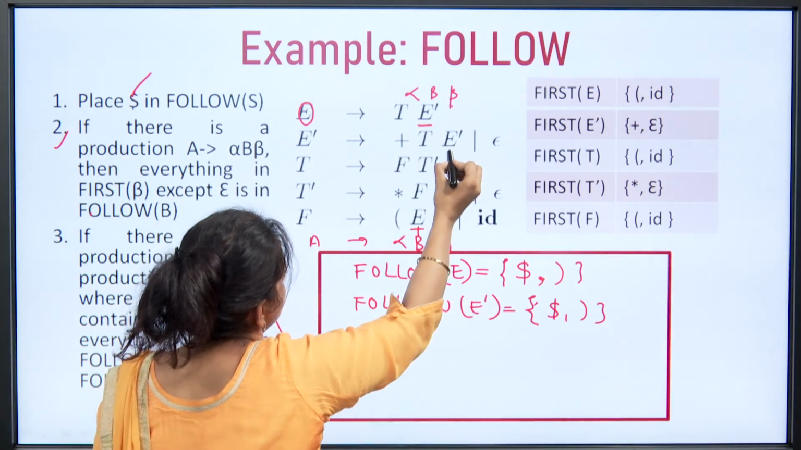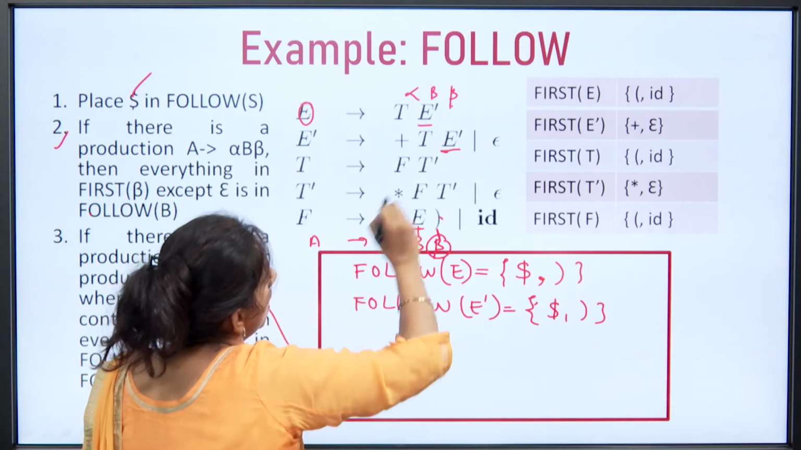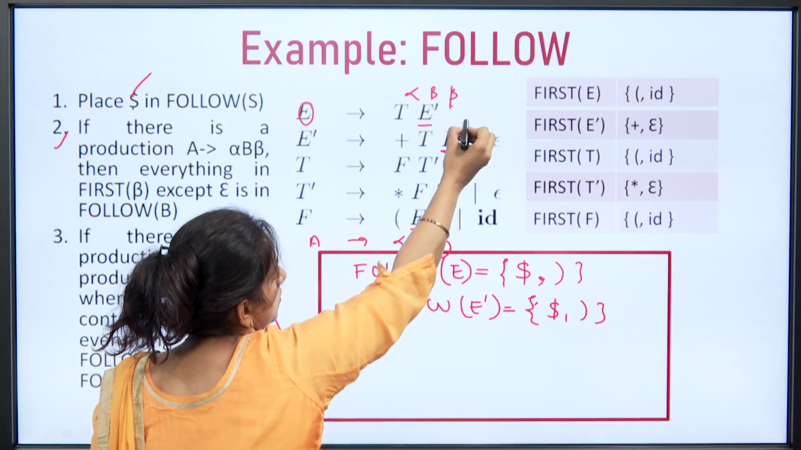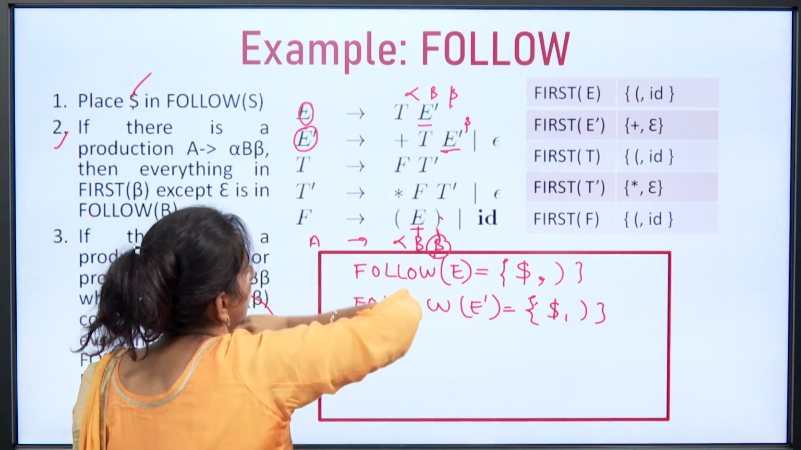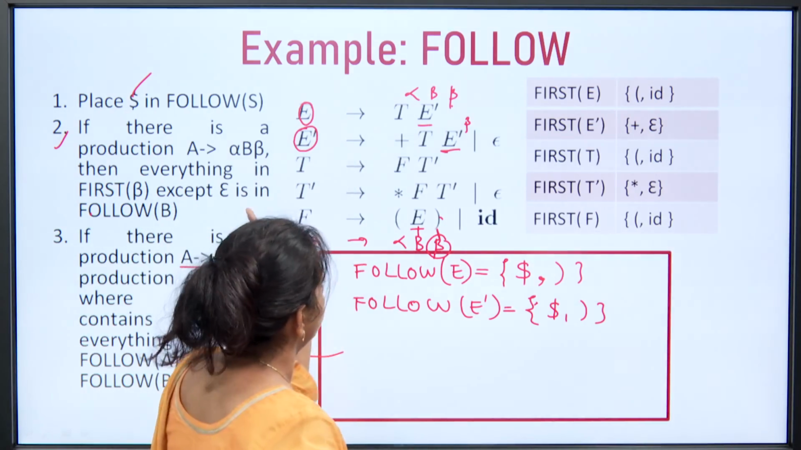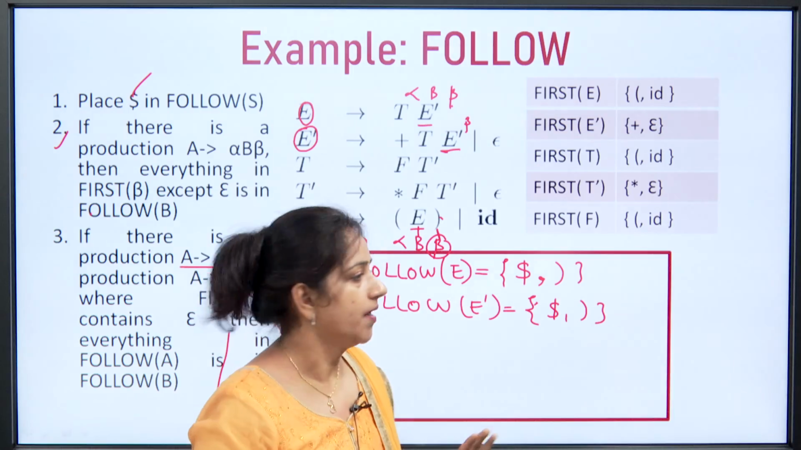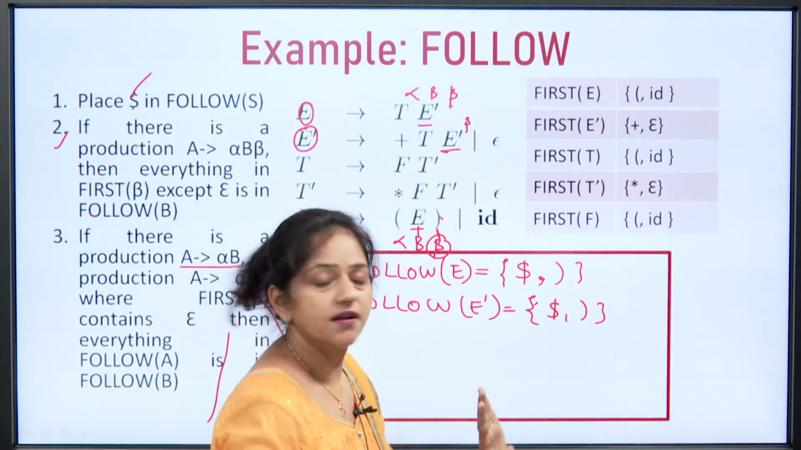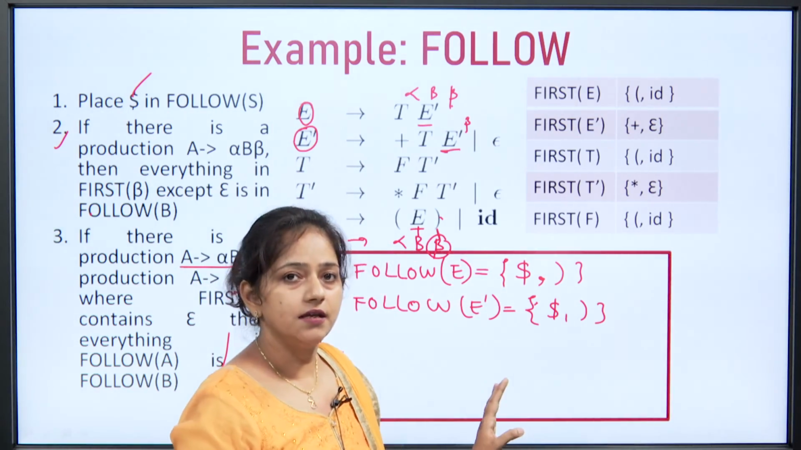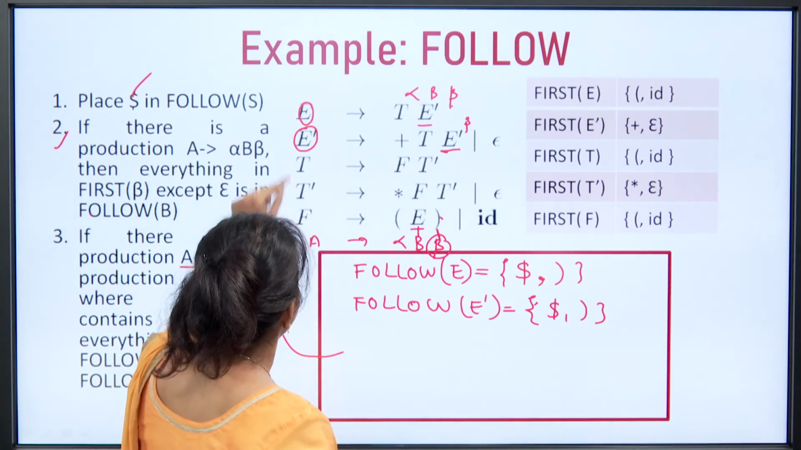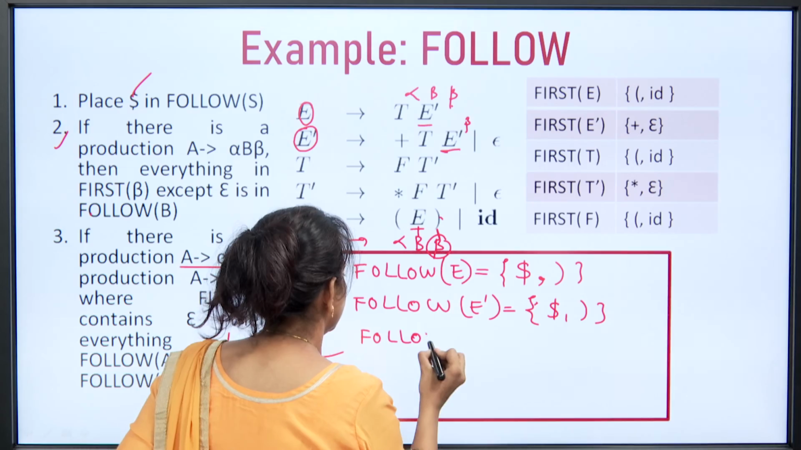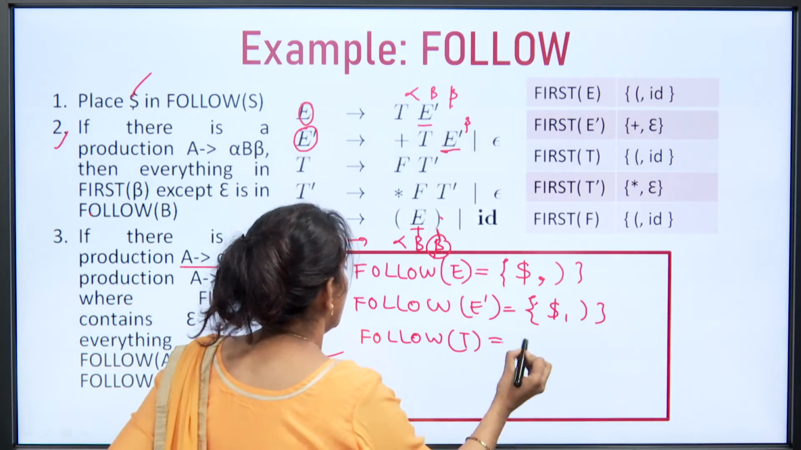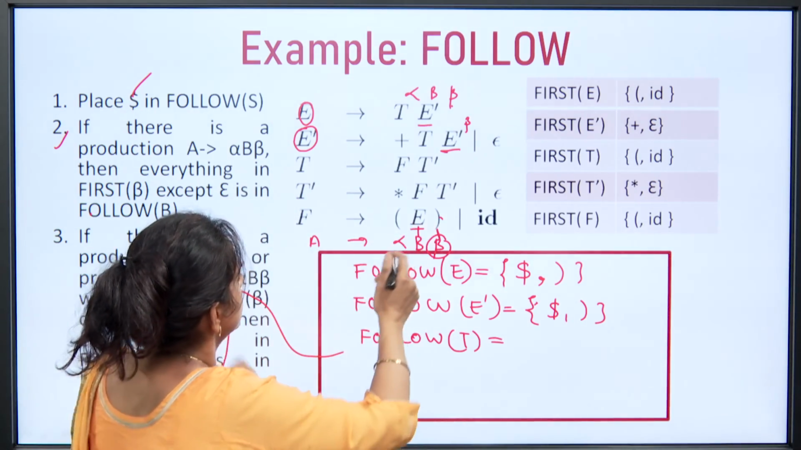Now, next alternate is this one, E prime, and again no beta is there. So, whatever is in follow of E prime will be added in follow of E prime. So, again it will remain the same. So, nothing should be added over here. Now, next is follow of T. Follow of T, again we will look at right hand side.